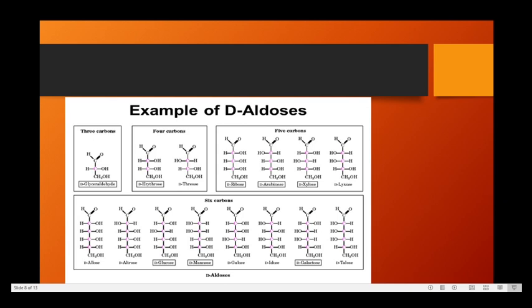So examples of D-aldoses. For 3 carbon atoms, it is D-glyceraldehyde. For 4 carbon atoms, erythrose and threose, both are D form. For 5 carbon atoms, ribose, arabinose, xylose and lyxose. For 6 carbon atoms, allose, altrose, glucose, mannose, gulose, idose, galactose and talose. So all these molecules again have an L form.